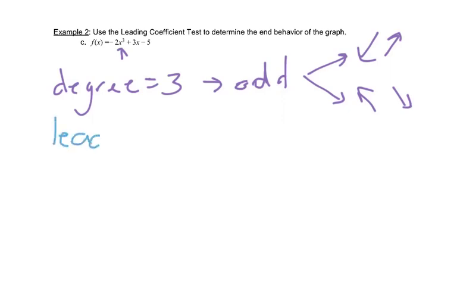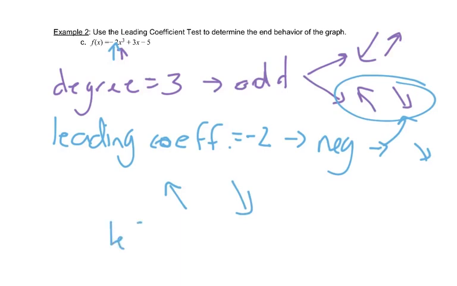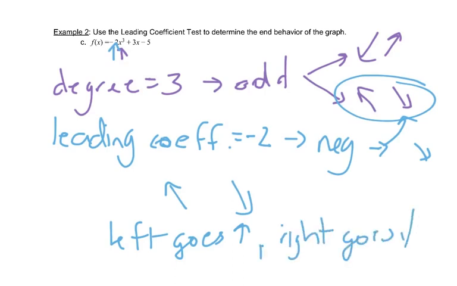And then my leading coefficient is in front of that. It's -2, which tells me it's negative. And the negative tells me that the right end has to go down. So I have this one. Left goes up, right goes down.